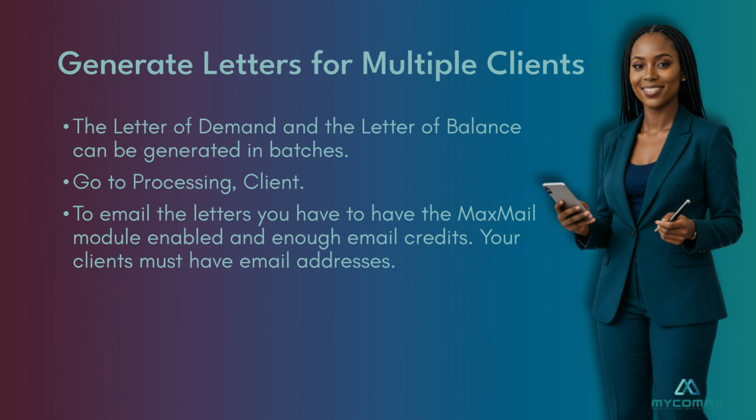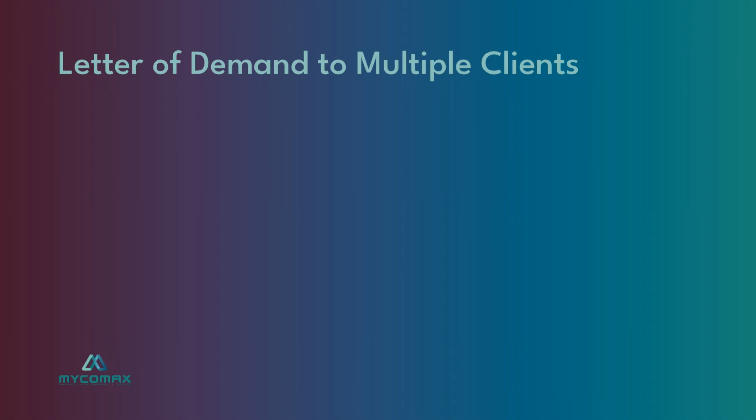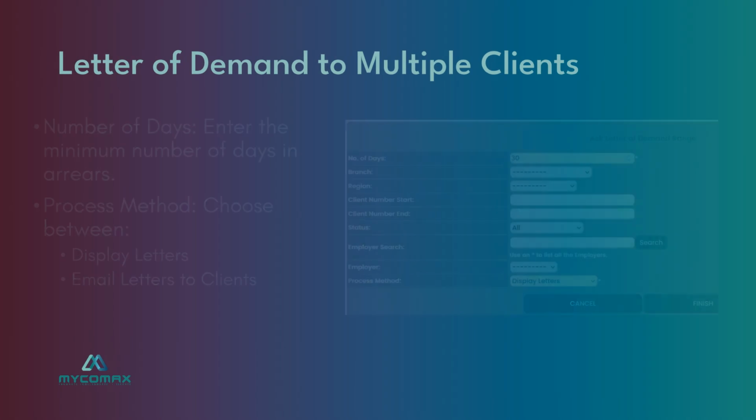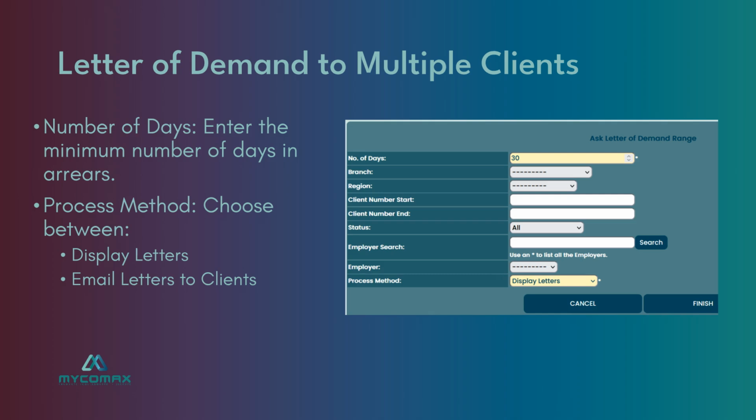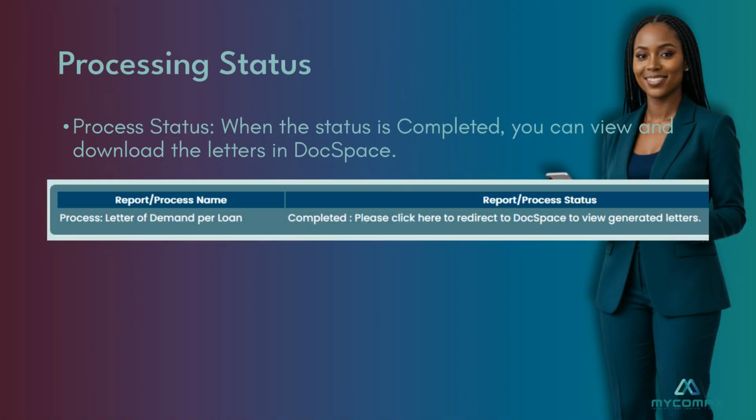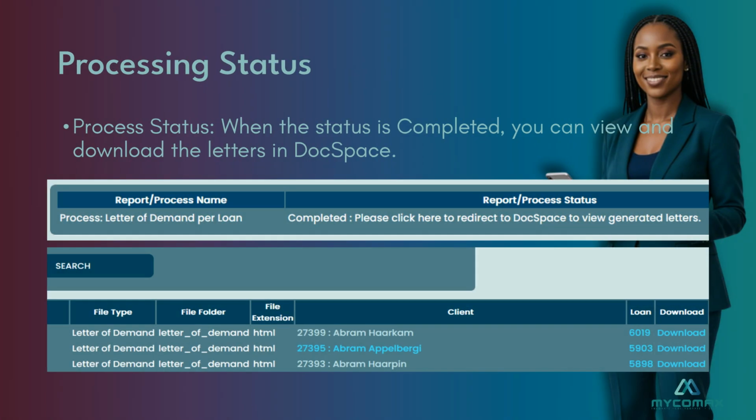Navigate to Processing Client. To email letters, the Maxmail module and email credits are required, and clients must have email addresses. To send a letter of demand to multiple clients, enter the minimum number of days in arrears. You can choose to either display letters or email letters to clients as the process method. Once the process status is completed, you can view and download the generated letters in DocSpace.